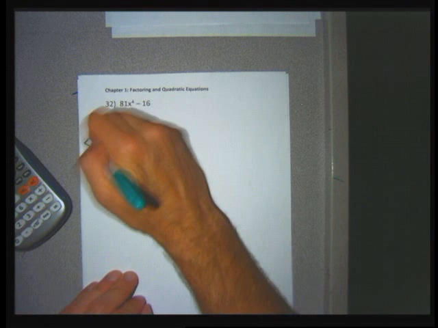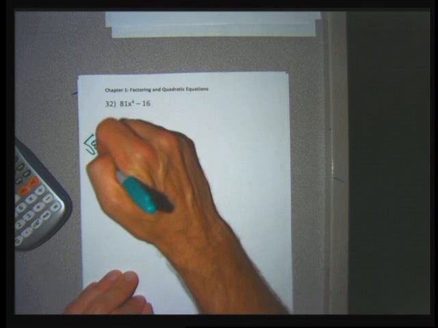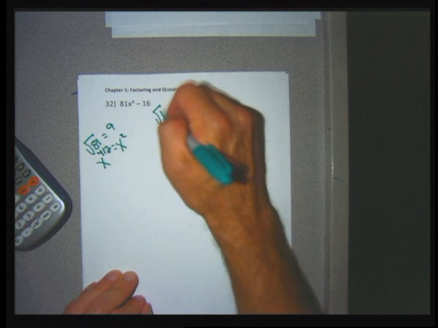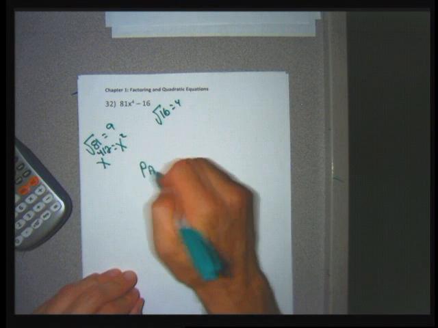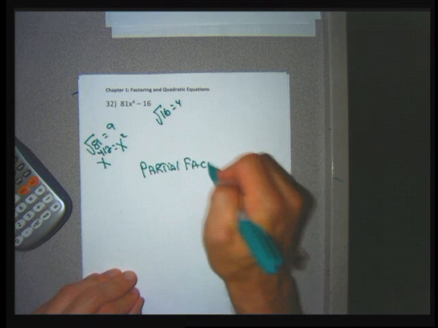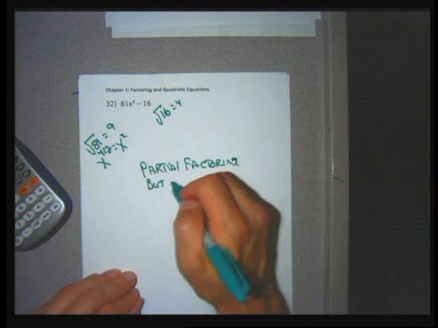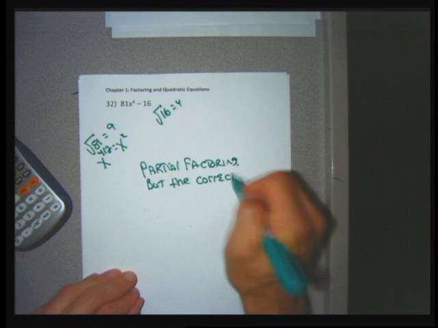So when I do this, I'm going to square root the 81. The square root of 81 is 9. For the x, I'm going to divide its exponent by 2 and get x squared. The 16, I'm going to square root and get 4. And this, I'm going to call a partial factoring, but not the correct answer. It's right, but it's just not done.